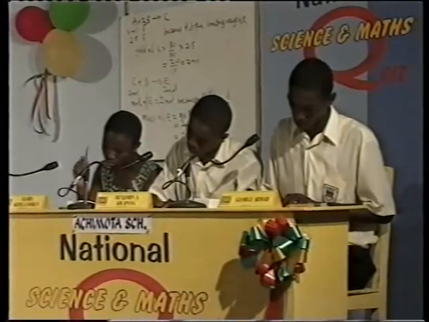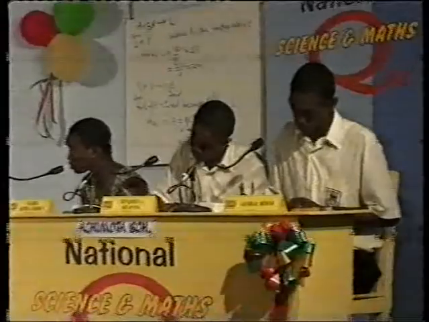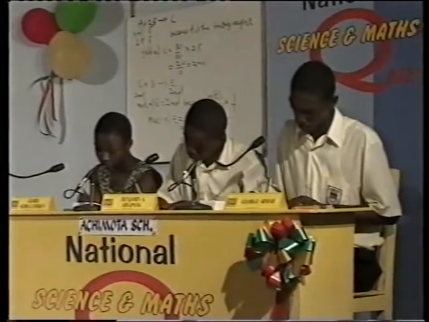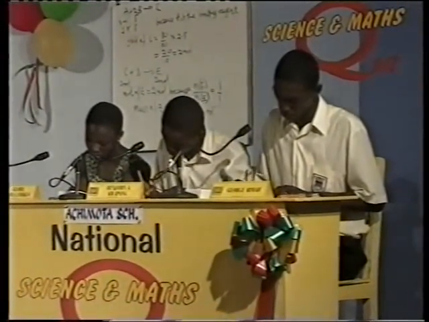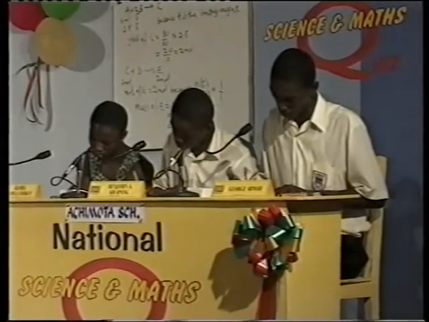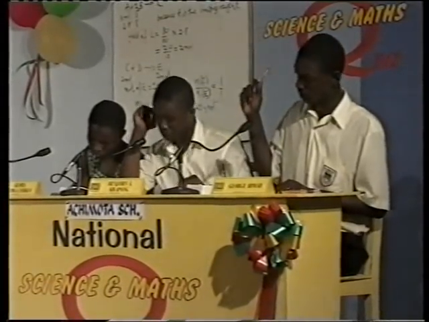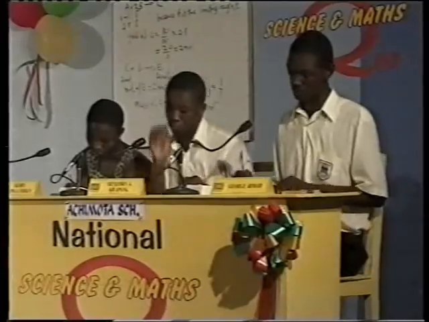Achimota School, y equals 3 plus x into 4 minus x. Gloria. 12 minus 12x. No. Benjamin. 1 minus 2x. That is correct.